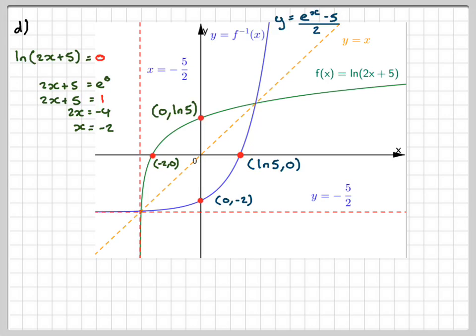So this has been a video to show you how to manipulate logarithmic functions and find their inverse and understand their graphs. I hope you've understood, and I thank you very much for watching.